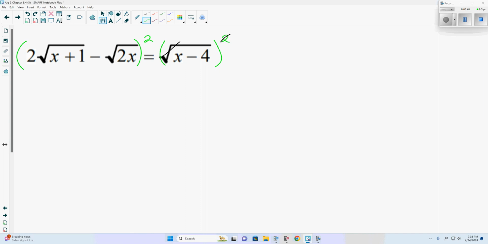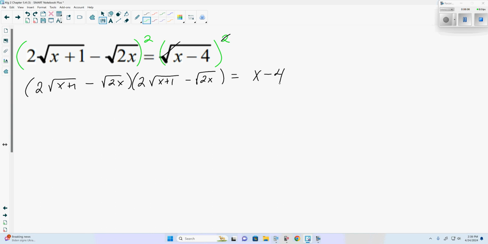So, since it is 2 things being squared, we're really saying that we're taking 2 times square root of x plus 1 minus square root of 2x multiplying it by itself. And the right side is going to be x minus 4. Because we square both sides, and because there is a sign between our 2 radicals on the left, we are going to have to write this out. Now the right-hand side, since it's one term, the square root and squared are gone, giving us x minus 4.